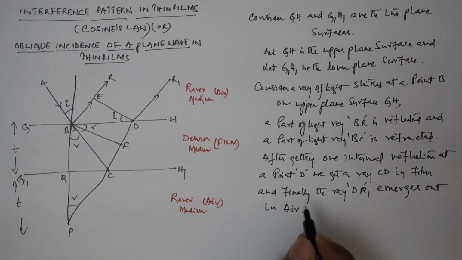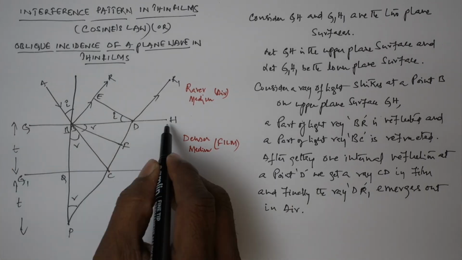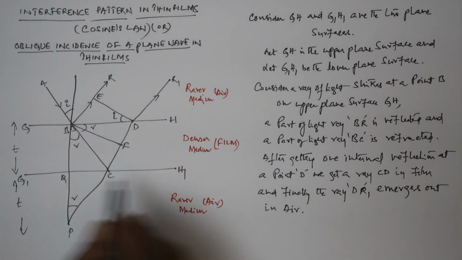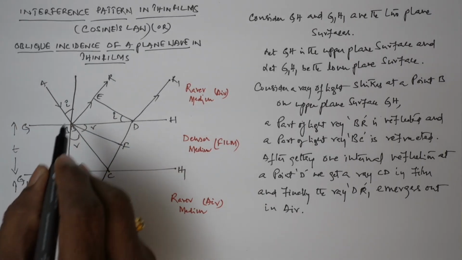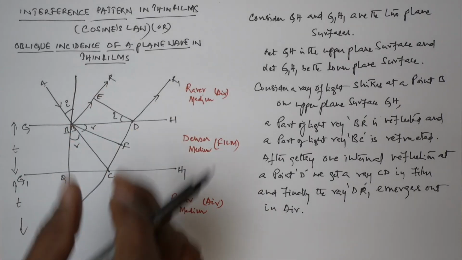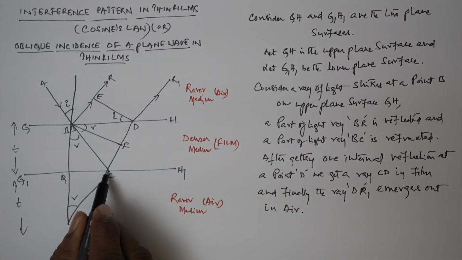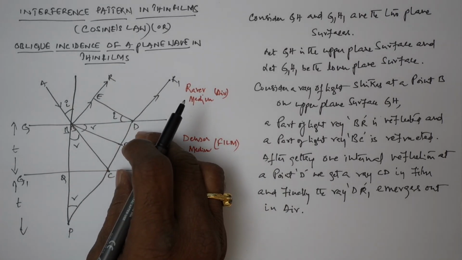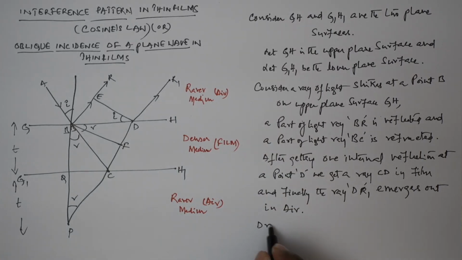This is the explanation of the geometric analysis, what terms we have taken here. I am repeating once again. Imagine that GH is the upper plane surface, G1H1 is the lower plane surface. Consider a part of light ray AB which strikes at a point B on upper plane surface GH. A part of light ray BR is reflected and a part of light ray BC is transmitted. After getting one internal reflection at a point C, we get a ray CD, and finally the ray DR1 emerges out in air. Now draw two perpendiculars.